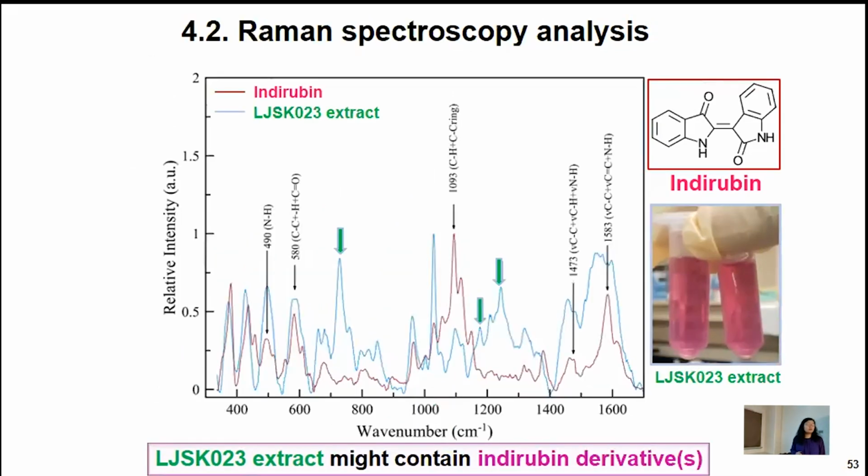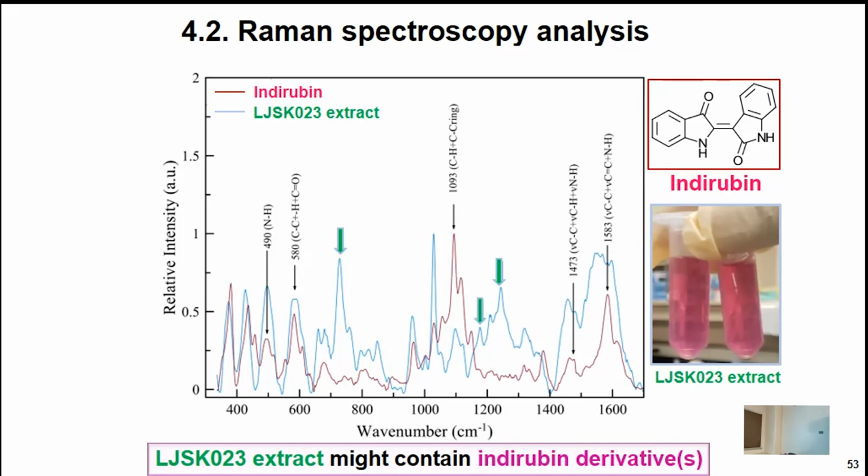Then we did a Raman. Raman gives us an idea about the functional groups that are present in the molecule. And for indirubin, the brown color peaks are for indirubin.